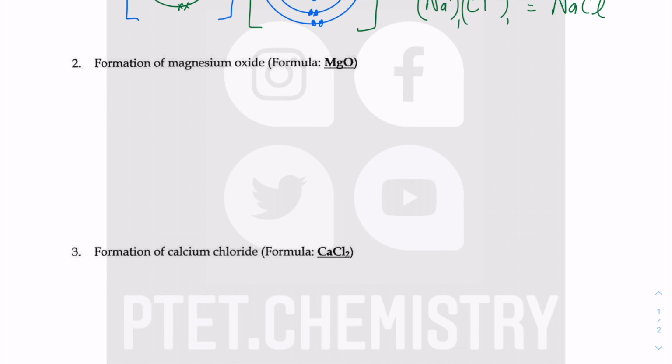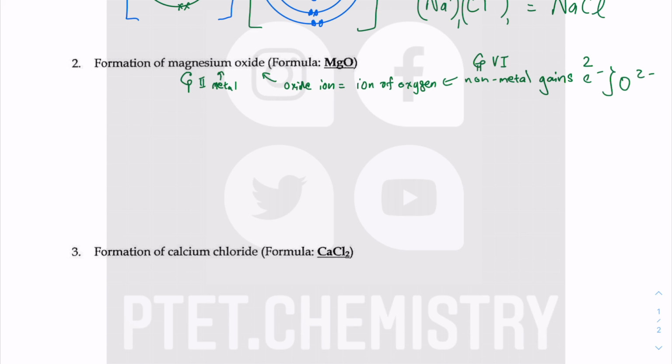So in this next example on magnesium oxide, magnesium is a group 2 metal. It's in period 3. Oxide is an ion, so oxide ion is equal to ion of oxygen. Oxygen is a non-metal, and non-metals gain electrons in order to get to a fully filled outer shell. By the way, it's a group 6 element, so it's period 2, group 6. Therefore, it will gain 2 electrons, and you will get O2- anion.